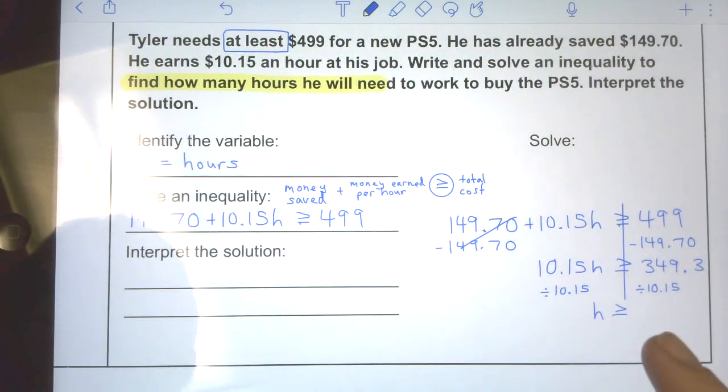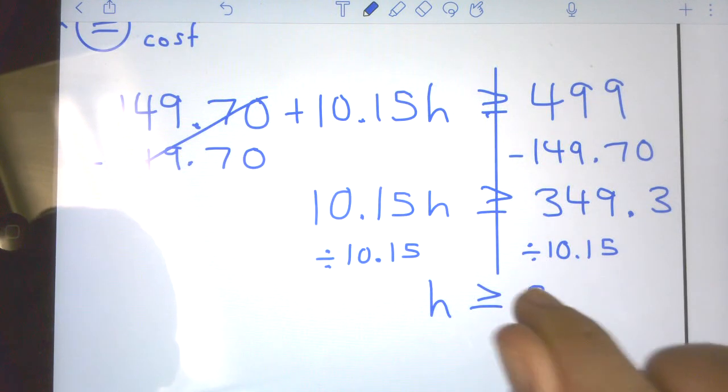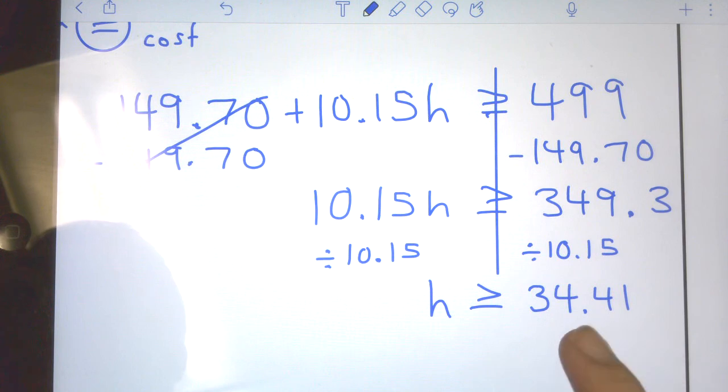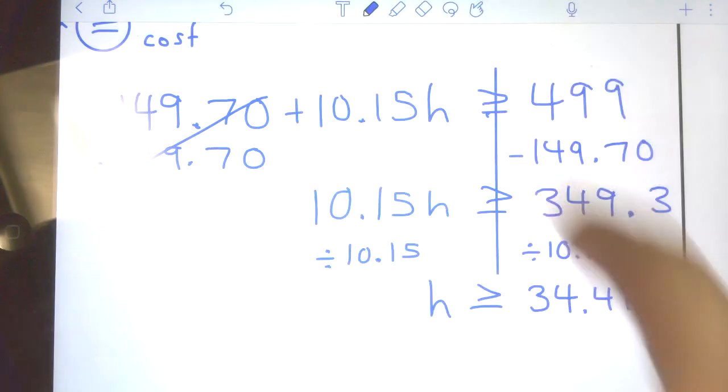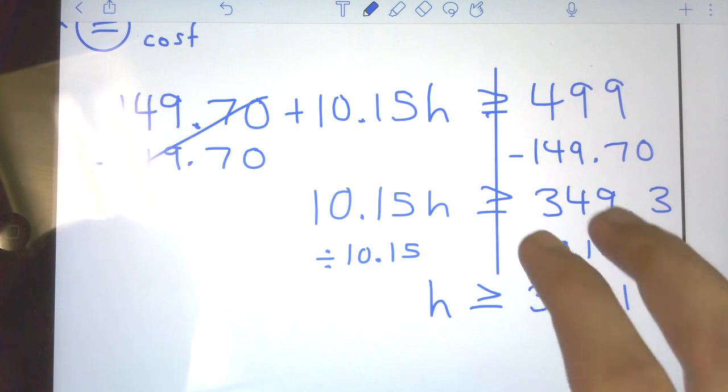H represents the number of hours. Typically, you're not going to be able to just work part of an hour. So I'm going to round it to the nearest hour. So let me write down what I got. If I just round this to something else, so 34.41, right? But we discussed this on one of the previous problems. I think it was the bowling problem. You can't have kind of a part of this, especially an hour. Especially if you guys have jobs, you can't just work part of an hour. So we are going to have to round this up.